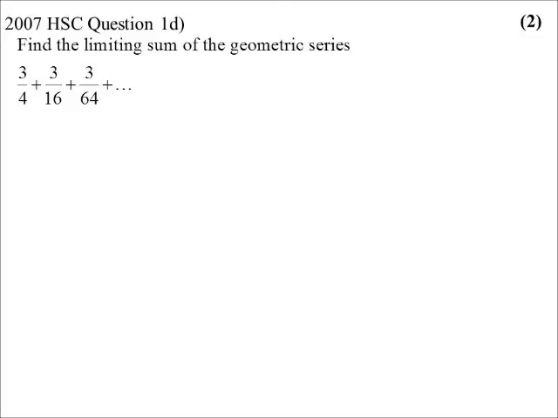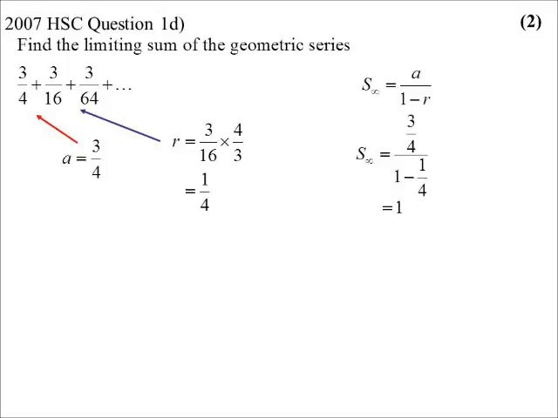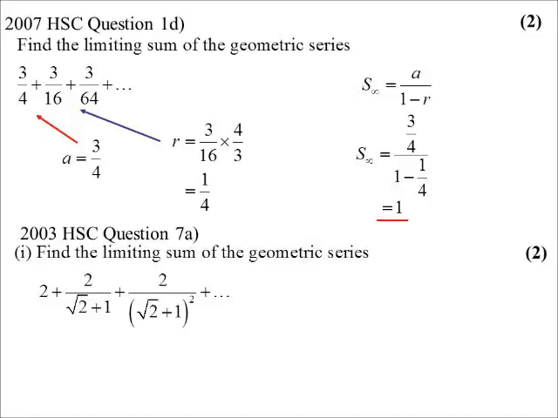Find the limiting sum. Nice quick question. You'll notice 1d. That's back in the days before they had multiple choice. So possibly you'd see those in multiple choice these days. A is 3/4. The ratio is 1/4. a over 1 minus r. 3/4 over 1 minus a quarter.